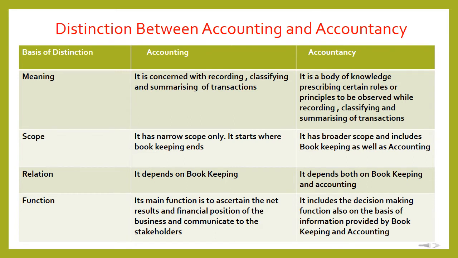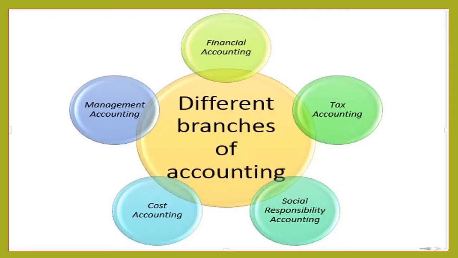Accounting depends on bookkeeping. Accountancy depends both on bookkeeping and accounting. The main function of accounting is to ascertain the net results and financial position of the business and to communicate them to the interested parties. Accountancy includes the decision-making function also, on the basis of information provided by the bookkeeping and accounting. The branches of accounting are financial accounting, tax accounting, social responsibility accounting, cost accounting, and management accounting.